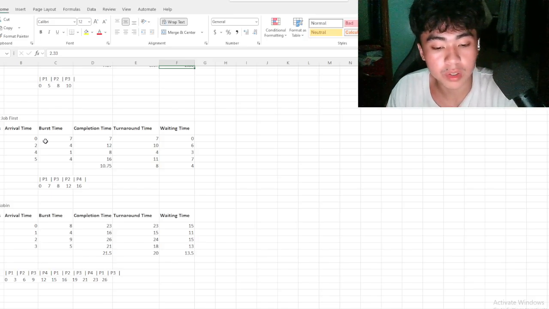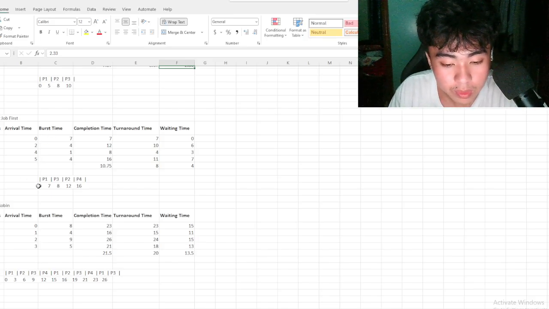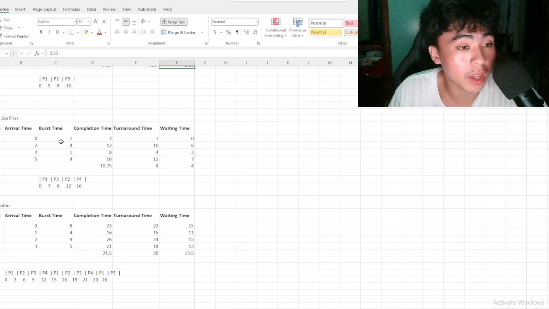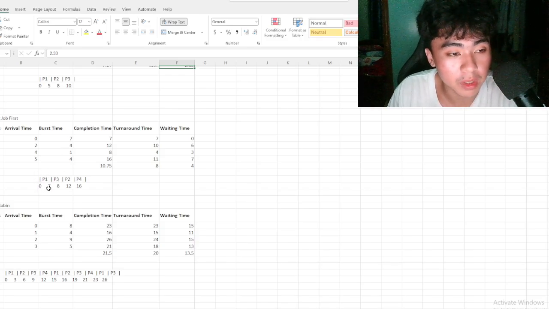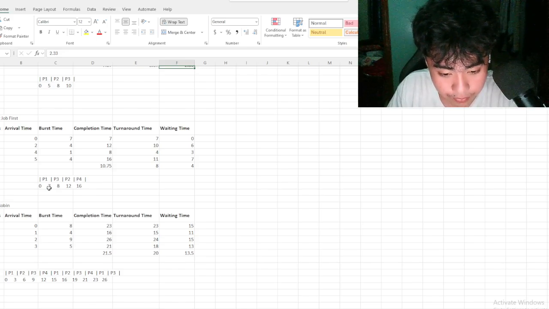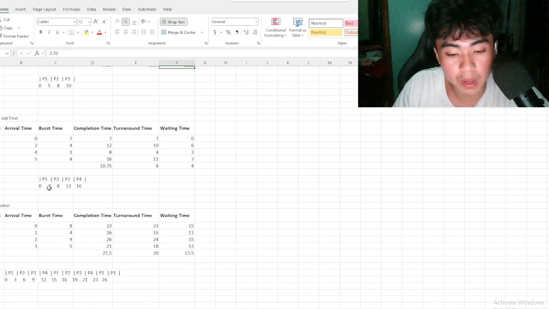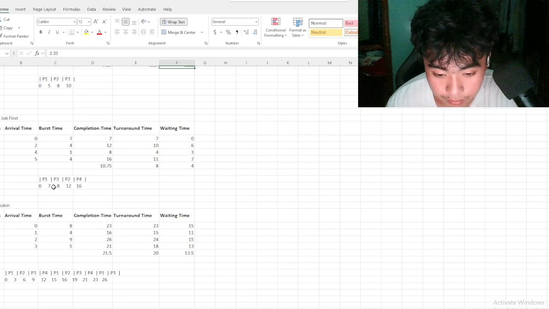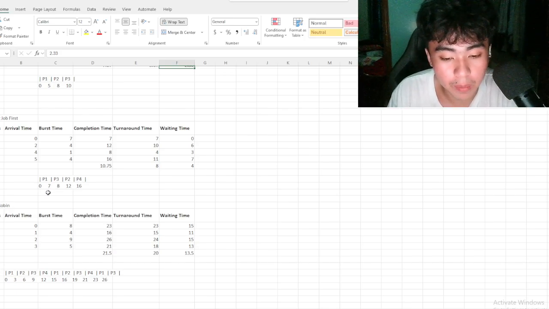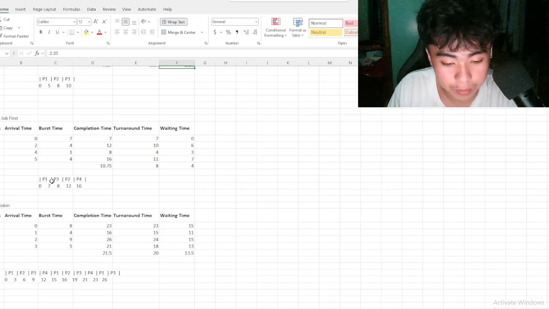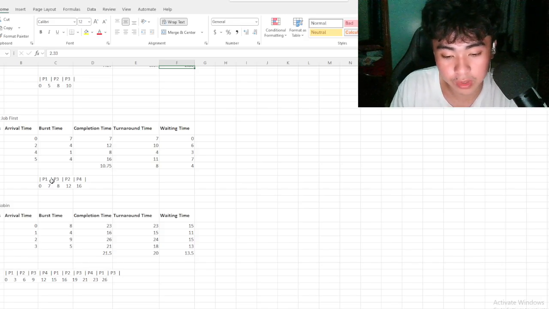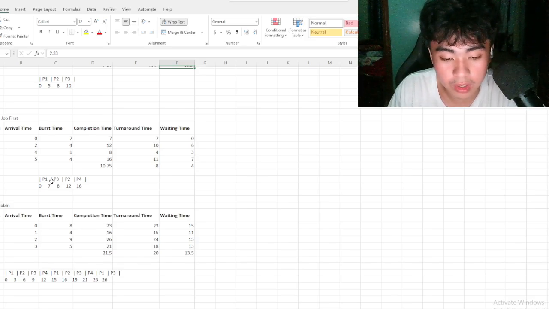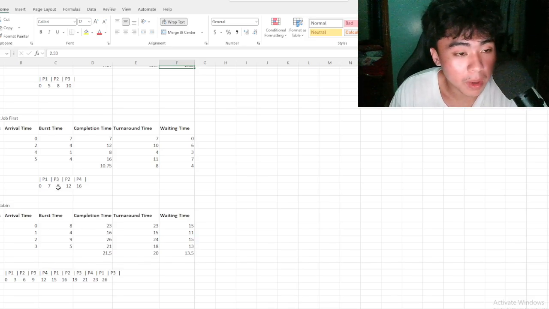First, P1, since it starts at 0, has a burst time of 7. So we put 7 here. Next, at time 7, the available processes are P2, P3, and P4. P2 has a burst time of 4, P3 has a burst time of 1, and P4 has a burst time of 4. So process 3 has the shortest burst time, and it will be selected to run next. So 7 plus 1 is equal to 8.